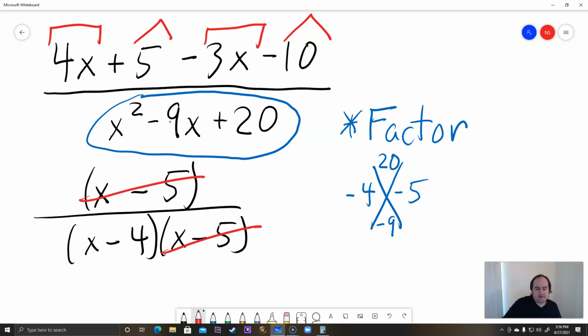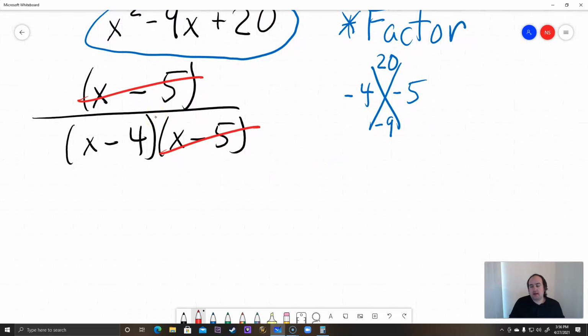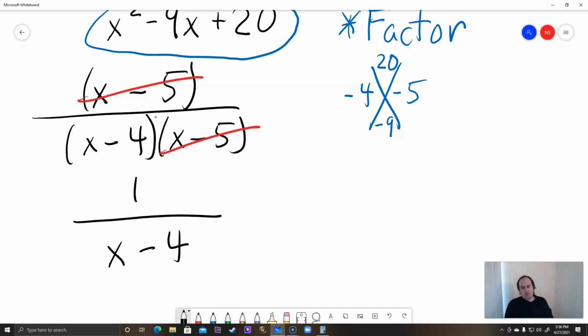Cross out the x minus 5s. So now you would think for your answer, well, if you cross everything out, you have a 1 left on the top, right? So you have a 1 left on the top, and then we have an x minus 4 on the bottom. But then you might be thinking, oh, well, didn't Mr.